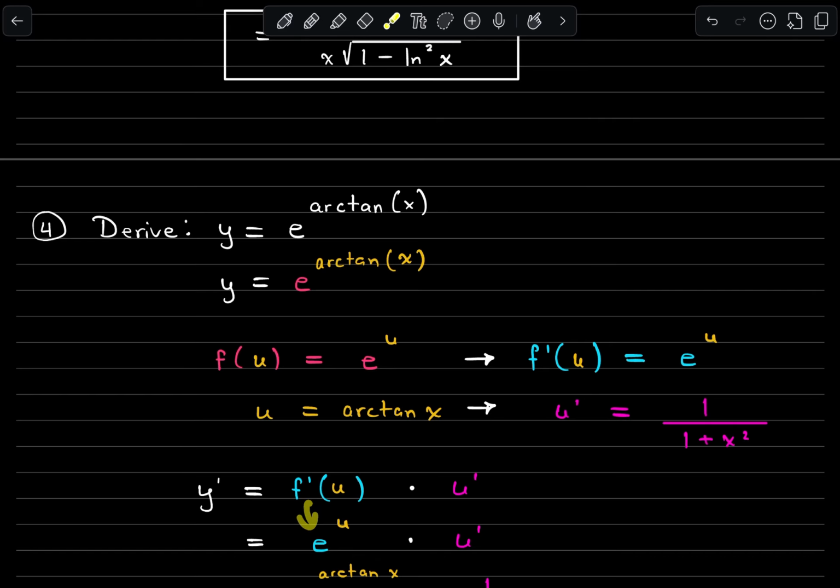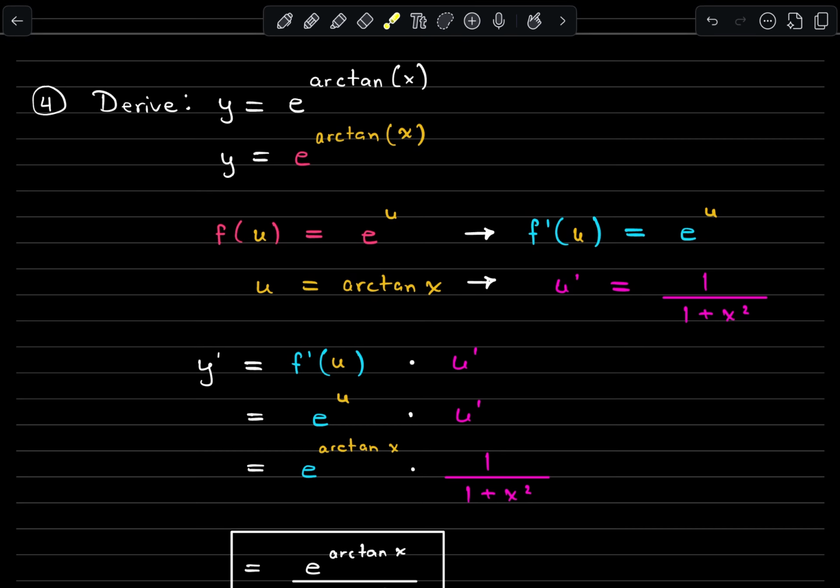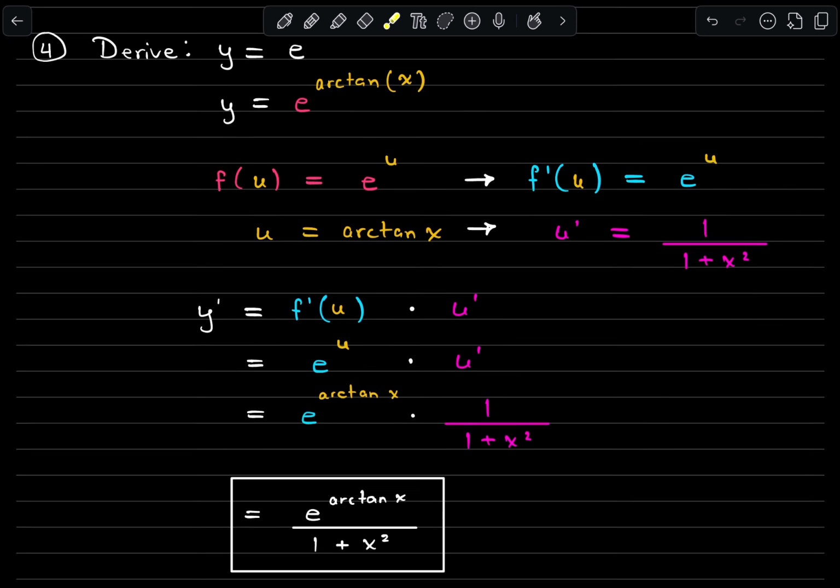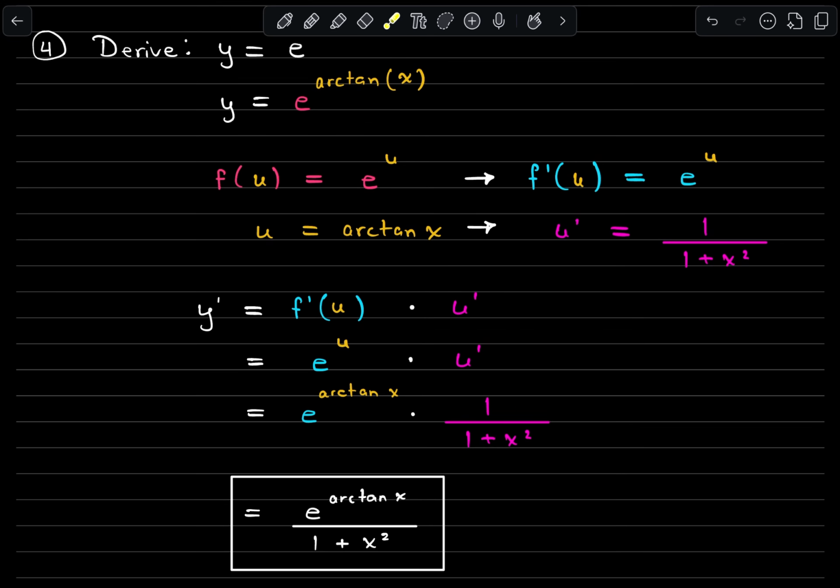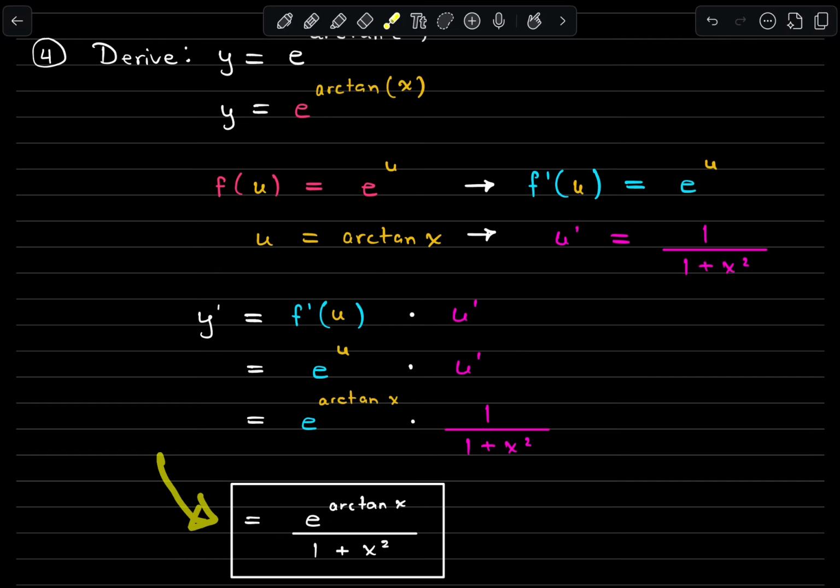First, we substitute everything into terms of u. Then we put everything in terms of x. E to the arctangent x times 1 over 1 plus x squared. We throw those together in the same fraction, and we are done. Okay, so even though this is a very complicated looking thing, looks like we have an entire word up here as an exponent of e. This is not that bad of a derivative once we do chain rule.